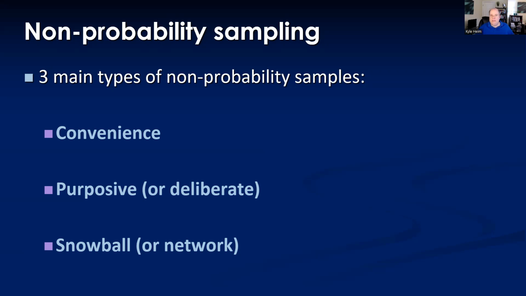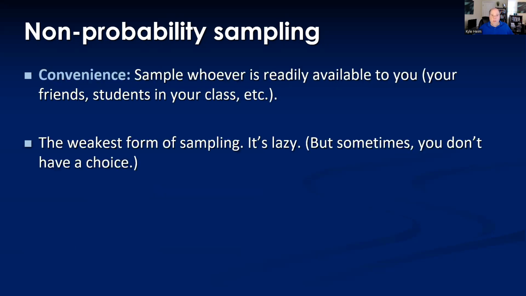This is the weakest form of sampling, and it's basically just what it sounds like. A convenience sample would be sampling whoever happens to be convenient, whoever is readily available to you. So that would be saying, I've got to do this survey. Who am I going to survey? Oh, I know. I'll just give this survey to a few of my close friends, or I'll just give this survey to students in one of my classes. That is convenience sampling.